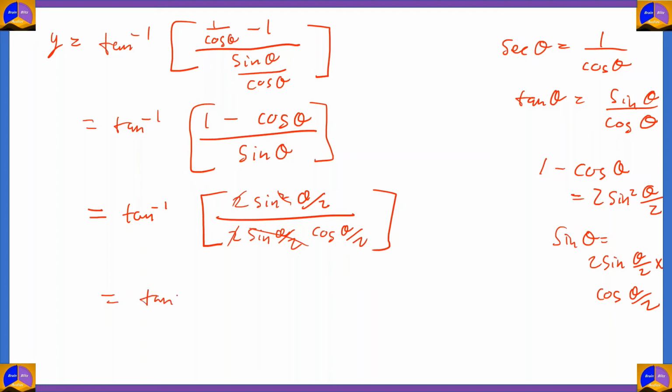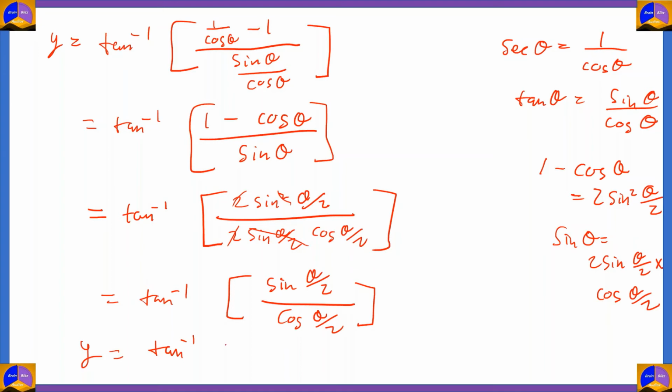So we'll get tan inverse of sine theta by 2 divided by cos theta by 2, which is equal to tan inverse of tan theta by 2. So therefore, y will be equal to theta by 2. But now we put the value of theta, that's tan inverse x, so we'll write tan inverse x divided by 2. So y is equal to tan inverse x by 2.